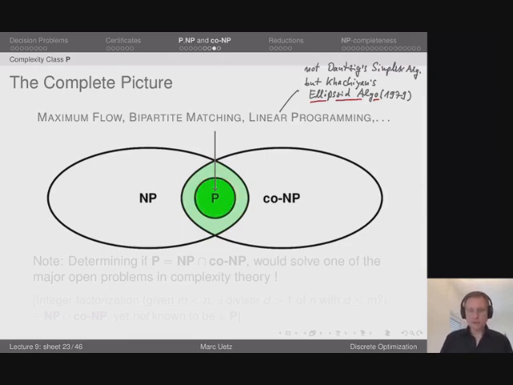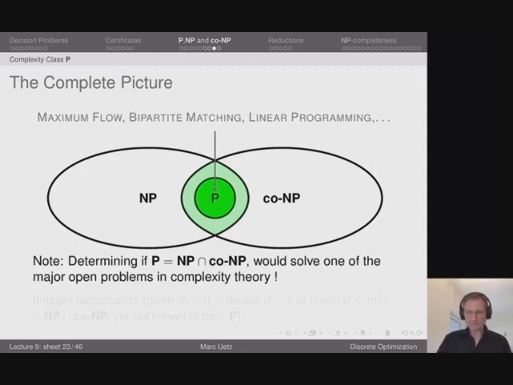Now, I was asking the question if there is also something in between here in this light green area, and the answer is yes. So for instance, when I was still a PhD student at the end of the 90s, it was the problem PRIMES that was known to be in NP and co-NP, but not known to be polynomial time solvable. So as a matter of fact, back then, the problem PRIMES was located here.